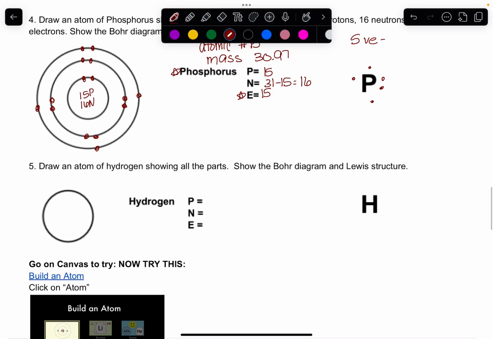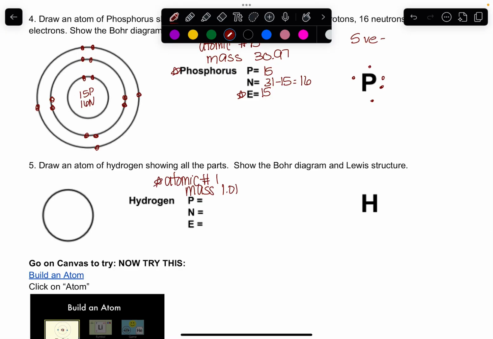And then the last one on our worksheet is hydrogen. Hydrogen has an atomic number of 1 and a mass of 1.01. So protons, if my atomic number is 1, my protons are 1, and my electrons are 1. My mass is going to round down to 1. Minus 1 proton means I have no neutrons for hydrogen.